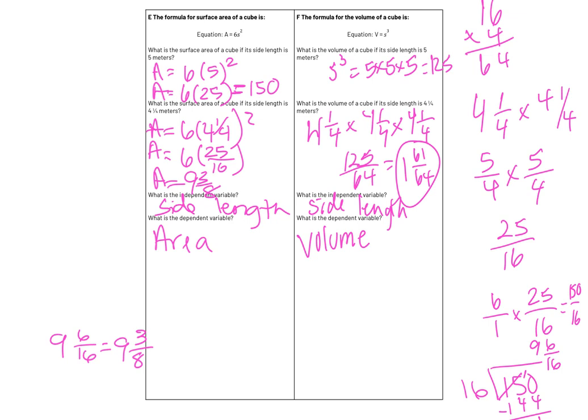All right, here are the answers for these. Remember, when you have that little 2, that means you're multiplying it by itself. So 5 times 5 gave me 25, and 4 1/4 times 4 1/4 gave me 25/16 for part E. And then for part F, it's times itself again. So it's 5 to the third, which is 5 times 5 times 5, which is 125. And then 4 times 4 times 4 would give you 64. And I simplified. All right.